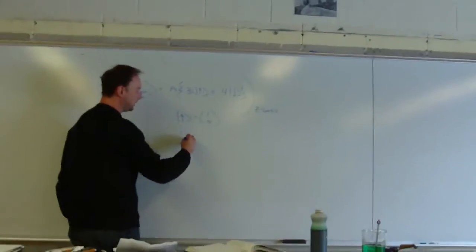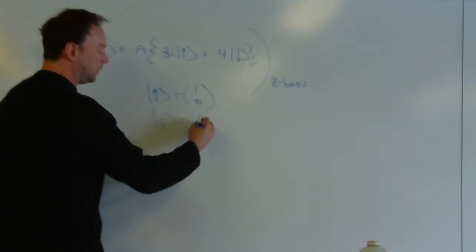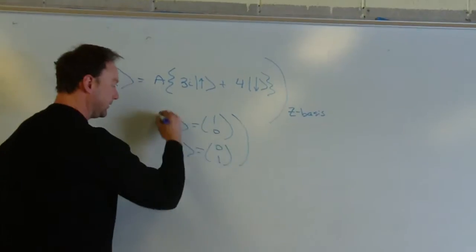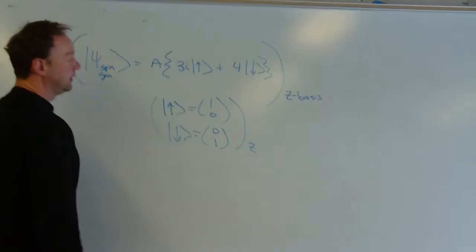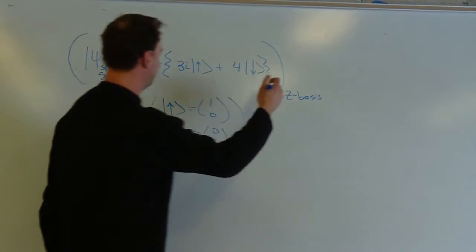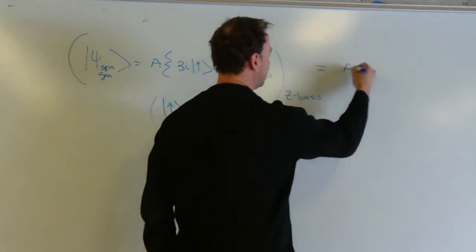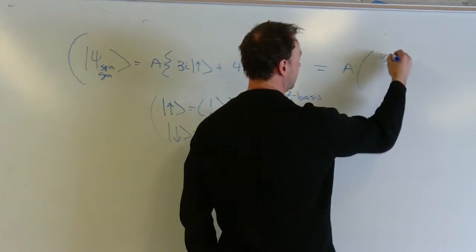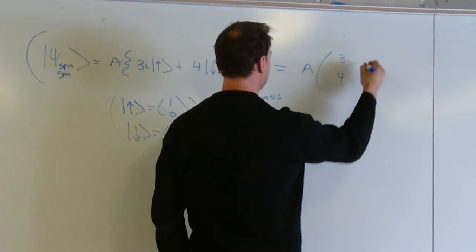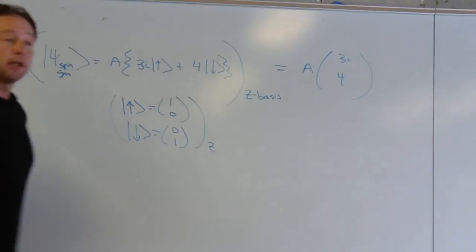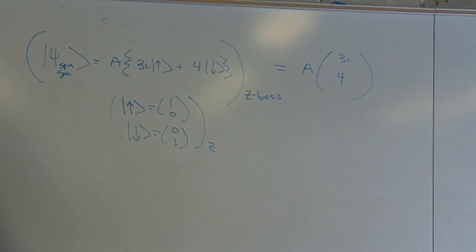Up equals (1, 0) and down equals (0, 1), again in a z basis, all right? And so he represented this as a times (3i, 4). This makes it normalized. Okay, so we start there. The first question is to normalize this.